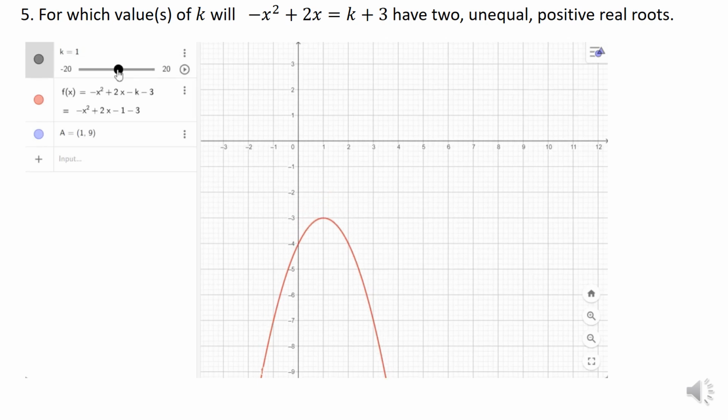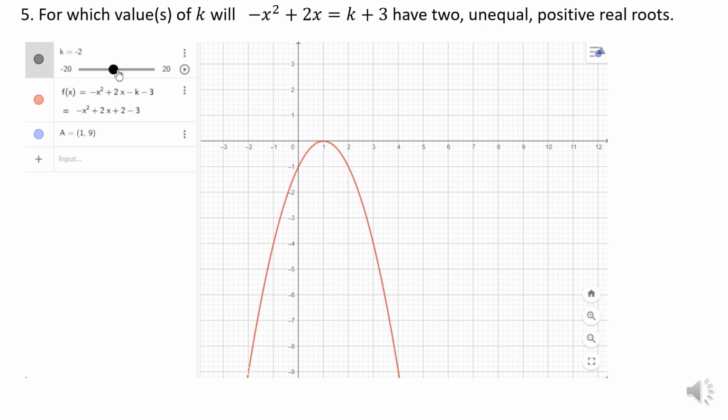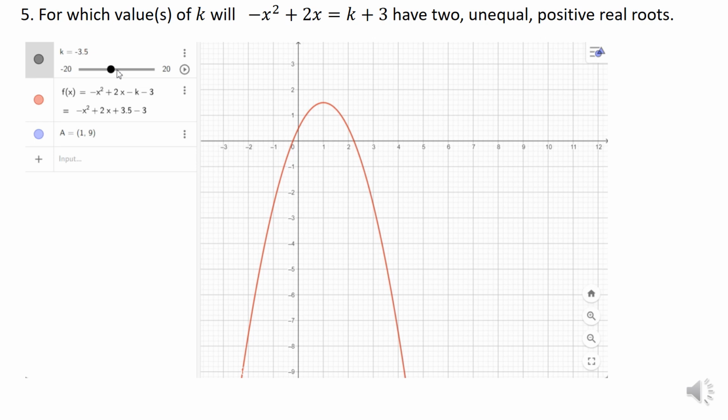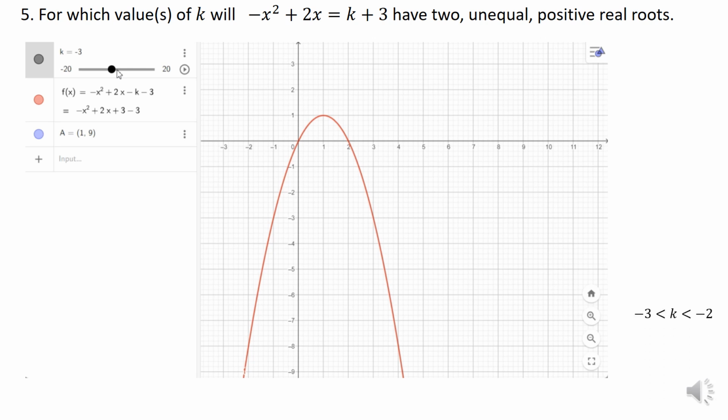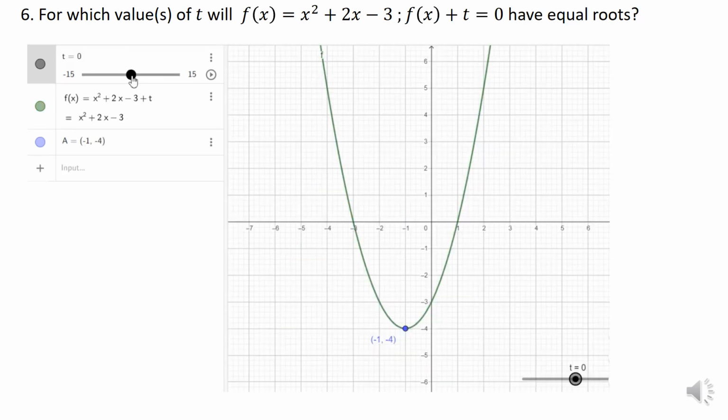In the video, you'll notice me moving the graph again. As the k value decreases, you will notice the graph goes up. When it gets to about negative 2, it gives me my two positive roots, but if it goes too high, it will give me one negative root and one positive root. That is why k needs to be less than negative 2 but greater than negative 3.